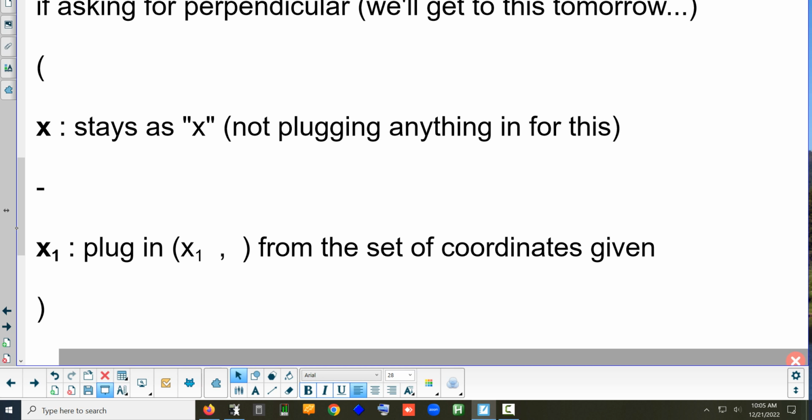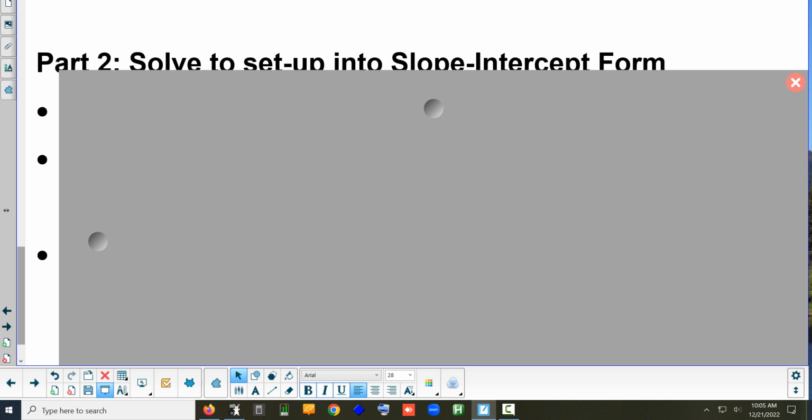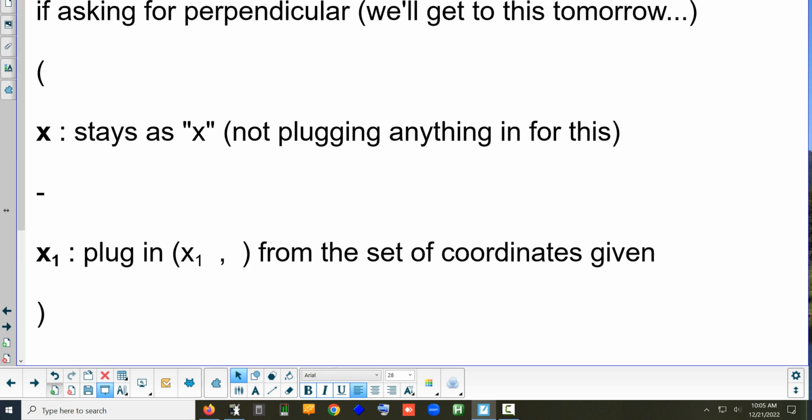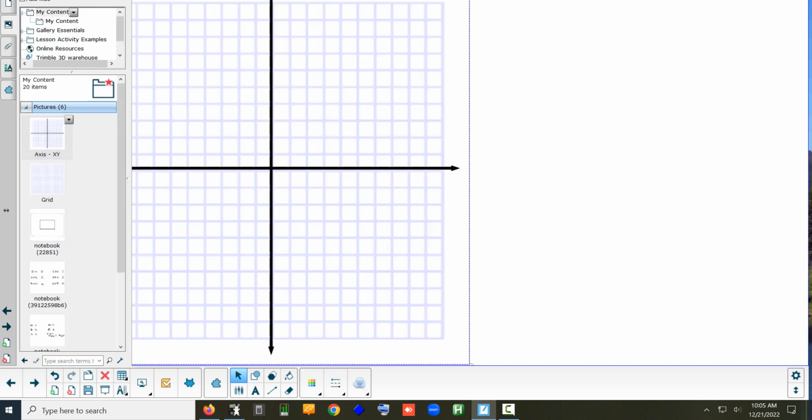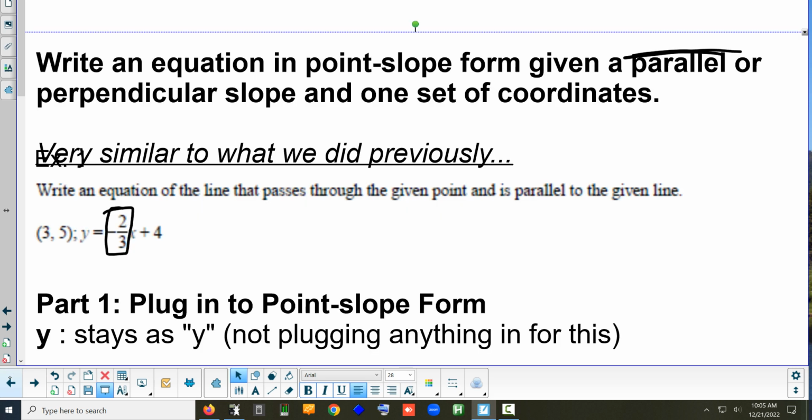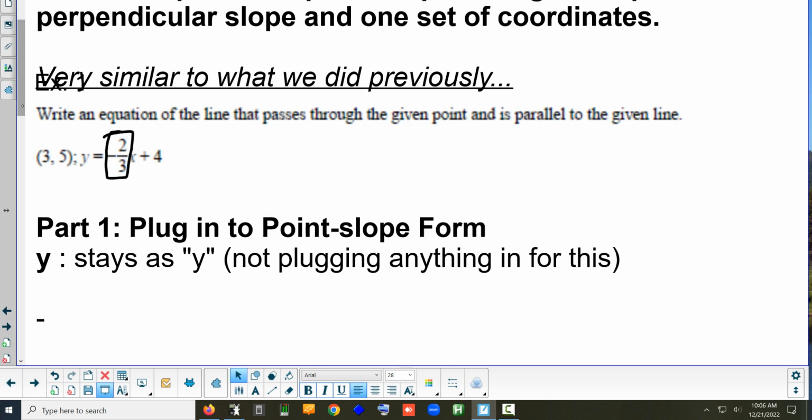Okay, so what I'm going to do is draw example 1 and show you what you're trying to find. And then we'll do the steps I just wrote down. Okay, so here's my XY axis. And let me draw the line that they give me first. Y equals negative 2/3 x plus 4.